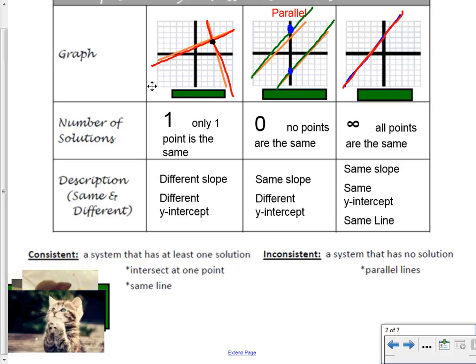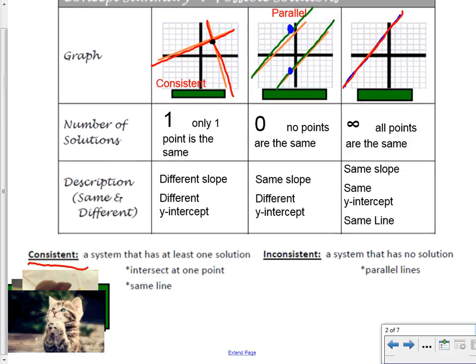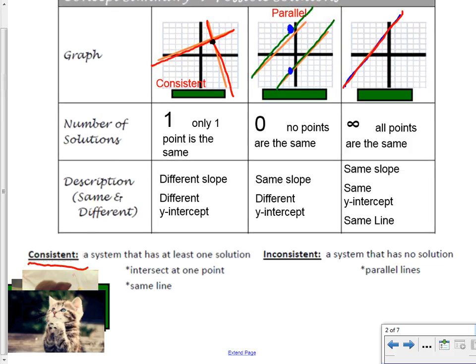Now a little more of our terminology. A consistent system would be a system that has at least one solution. So it intersects at one point or it is the same line. Let me grab my box here. Consistent is our first one. That one is a consistent system. As well, this one over here, when it's the same exact line, is also a consistent system. There's going to be at least one solution. There might be infinite, but at least one.